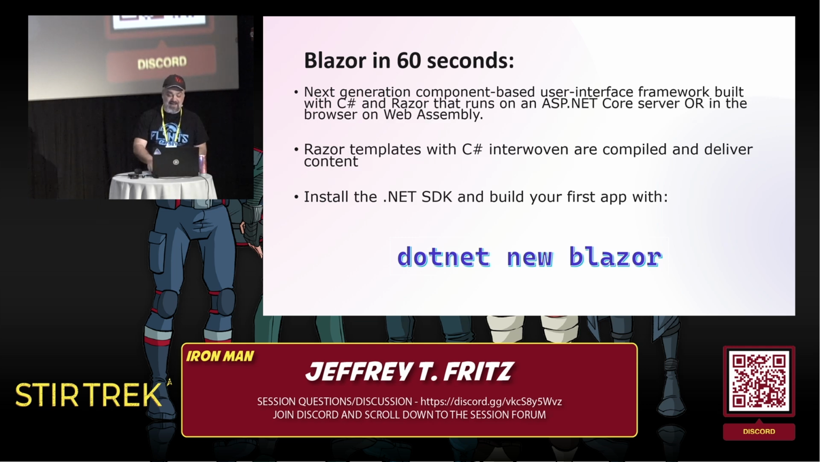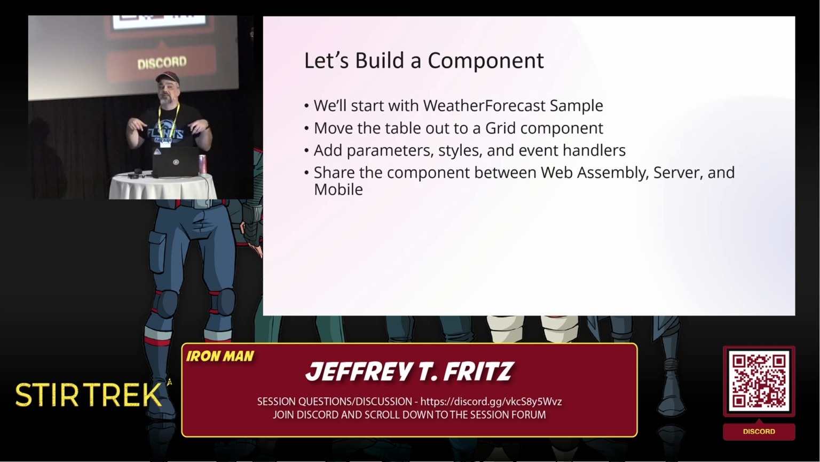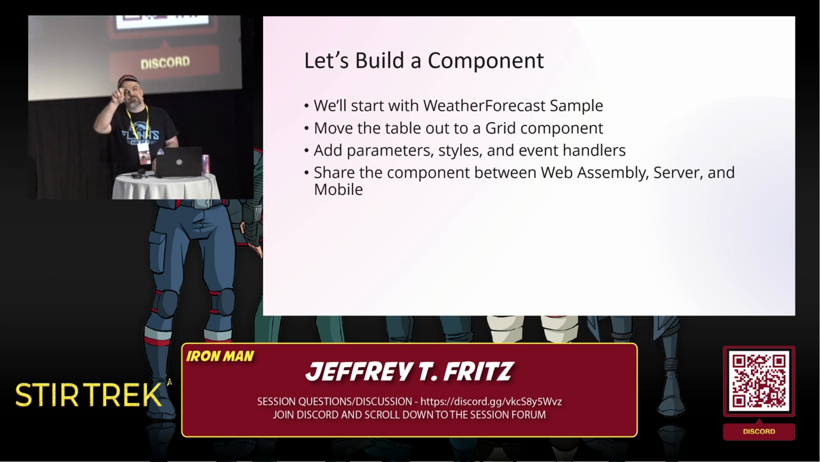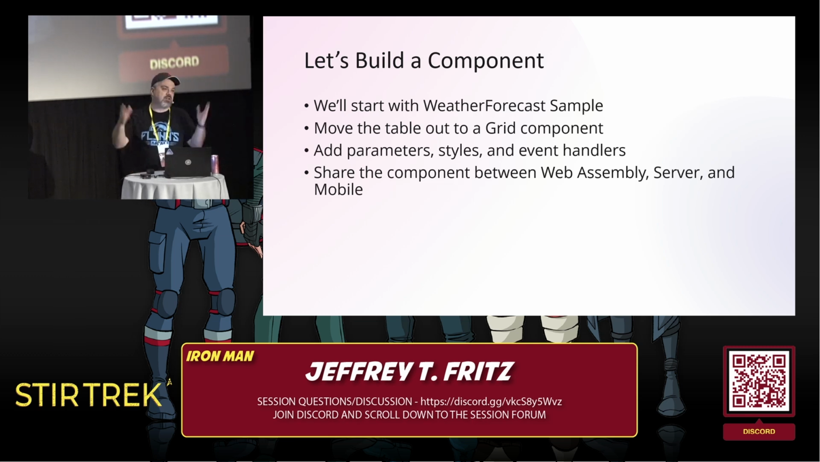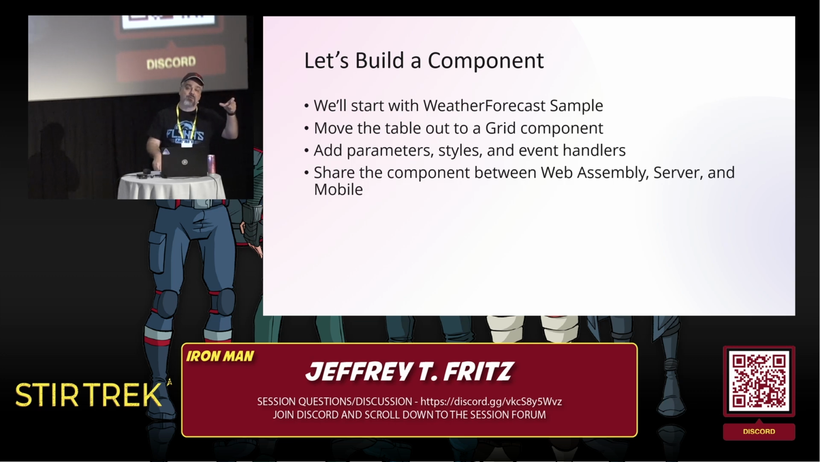Let's get down to brass tacks and actually start building something that we can use here. So I'm going to start with the weather forecast sample. If you're familiar with the Blazor templates at all, this is going to look really familiar to you. The weather forecast sample is a simple grid that has a collection of faux weather forecasts that are generated and painted in an HTML table. Ooh, HTML tables. But this is going to get interesting because we're going to take that table and turn it into a grid component, adding parameters and styles and even a few event handlers along the way.